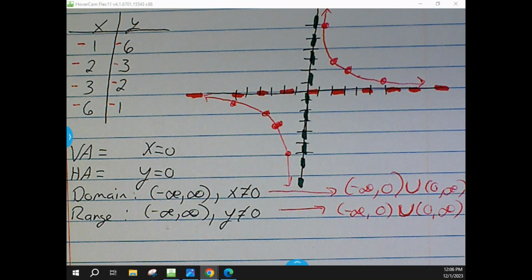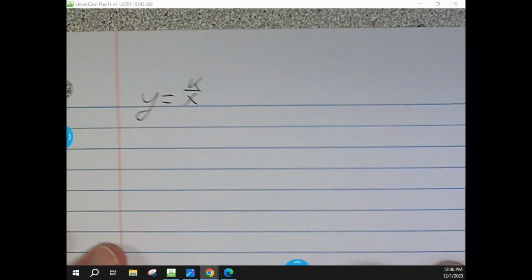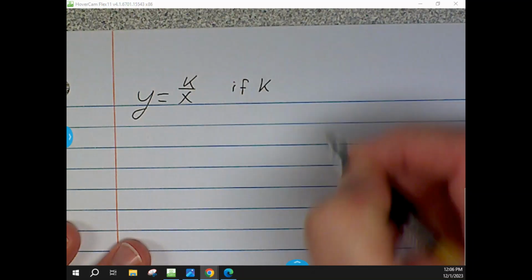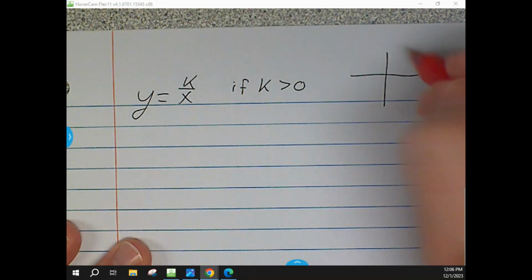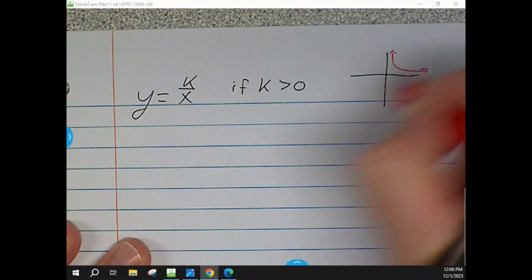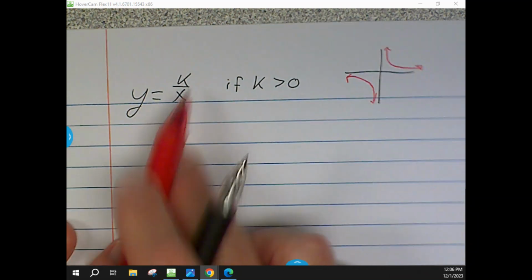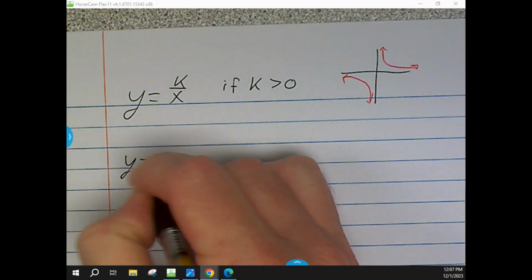Okay, everybody ready to move on? Good. Okay, so here's basically what it comes down to. If they give you something like, and again, all the reciprocal functions will look something like this, and basically here's what it comes down to. If that top number, what they're calling k, if that's greater than 0, your graph will always look something like this and something like that. So as long as this top number is positive, the graph will have to look like this. You're saying, what if it's negative? Well, that's the next part of it.